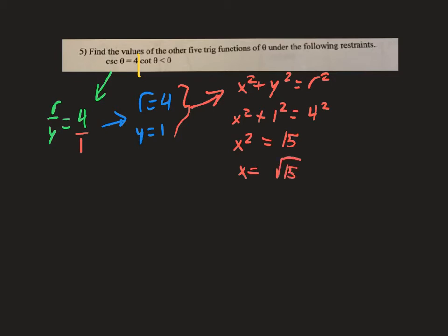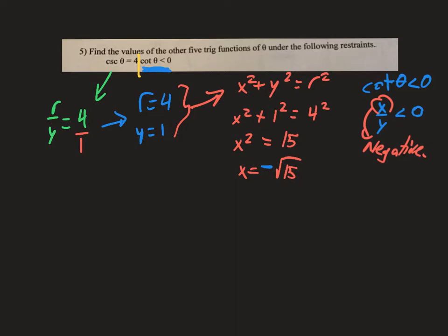Now, here's the other handy piece of information. I've got the cotangent is less than 0, and my y is already positive. So if cotangent theta is less than 0, that is x over y is less than 0, I once again am going to determine that x is negative. Knowing that x is negative, I'm going to add my negative sign right here as well. Bam. So now, once again, I've got x, y, and r all solved for.